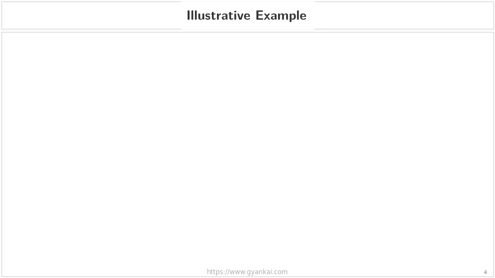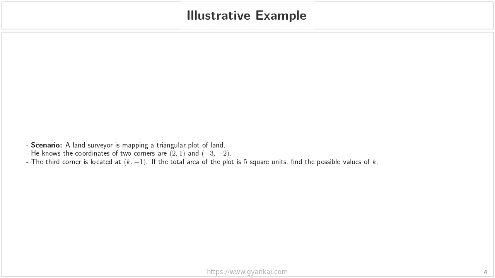Illustrative example. Now, let's put all the theory we have just discussed into practice with an illustrative example. Imagine a land surveyor is mapping out a triangular plot of land. He has already identified 2 corners of the plot at the coordinates (2, 1) and (-3, -2). However, the third corner is currently unknown, located at (k, -1).